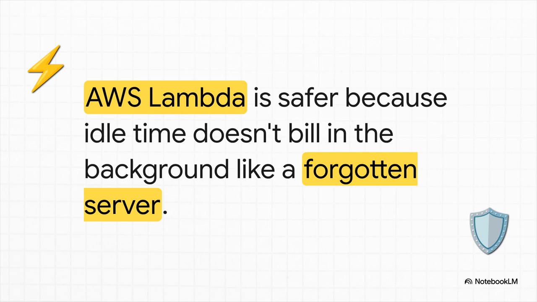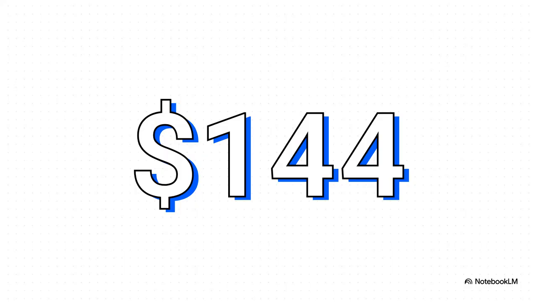So what's the alternative? Well, for small APIs, internal tools, or webhook handlers, serverless architectures are definitely your best friend. AWS Lambda is often way safer simply because idle time doesn't just sit there billing you in the background like a forgotten server can. If nobody is calling your API, Lambda literally scales to zero. It's just a much, much safer bet. But even serverless requires some attention.